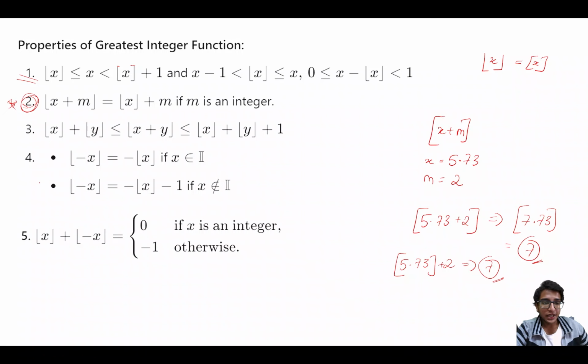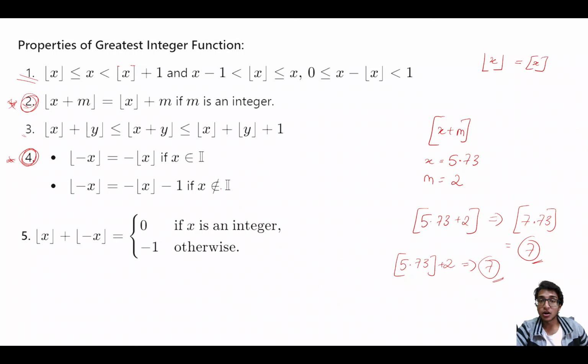Apart from that, all these properties you can simply have a look at, understand, and try to put in examples or numbers from your side and see if it is satisfying or not. Now again, this fourth property is also another important one. Let's say you have minus x inside the greatest integer function. You can take the minus outside and then find the greatest integer function. That can only be the case if x is an integer.